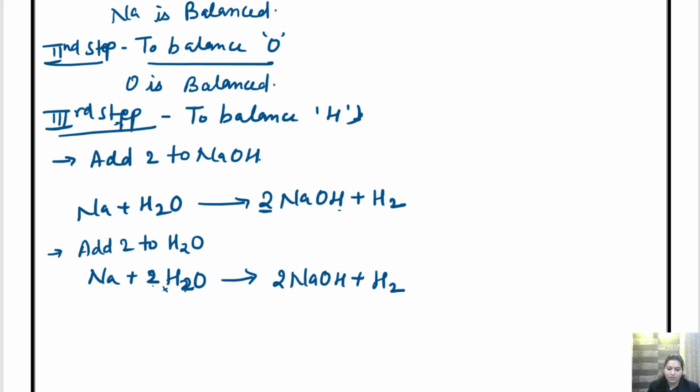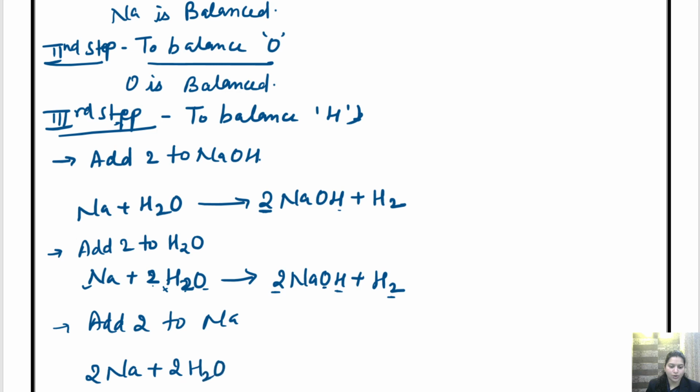So we have 4 hydrogen. Here also we have, see, 2 and 2, 4 hydrogen. Oxygen also we have 2 and we have 2 oxygen. Sodium यहाँ पे 2 है पर यहाँ पे 1 है. So now what we will do, we will add 2 to sodium. So 2 Na plus 2 H2O will give you 2 NaOH plus H2.